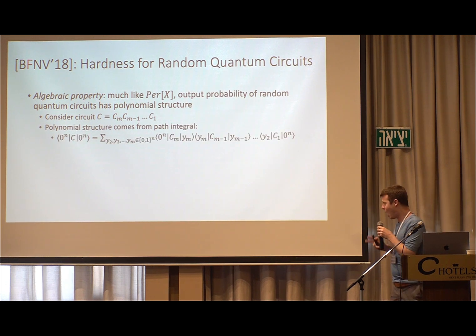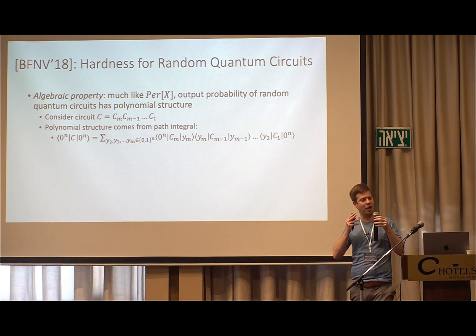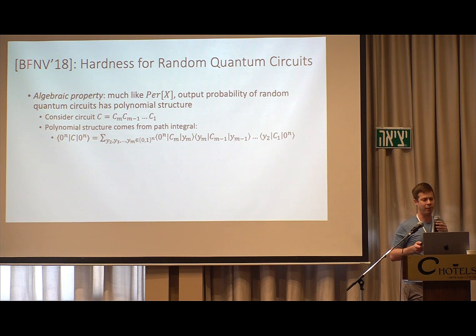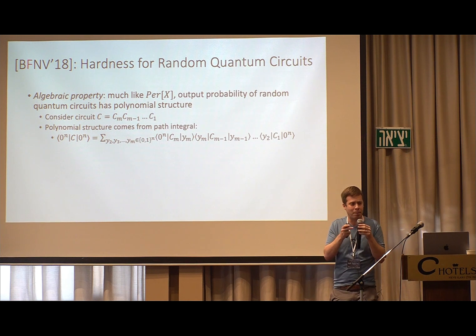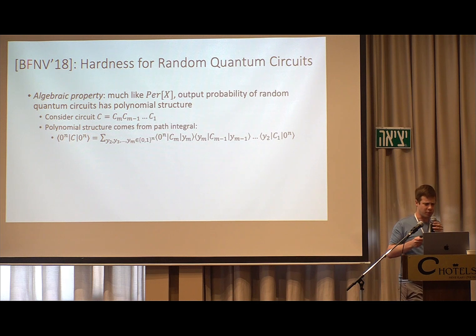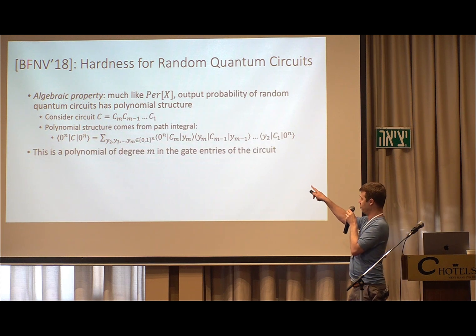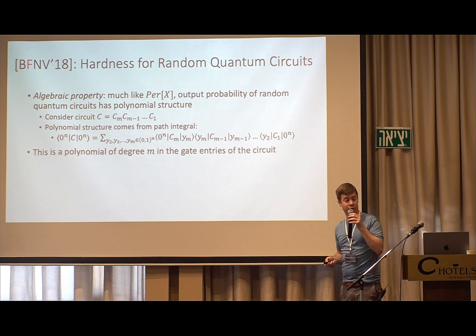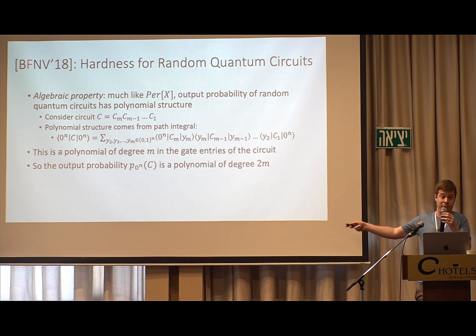Which allows us to write the output amplitude of the circuit as this gigantic sum. It's a sum of an exponential number of paths. But the point is, the value of each path, the value of each term, is manageable. It's just the product of m gate entries. All we're doing here, of course, is resolving the identity. So this is a polynomial of degree m, where m is the size of the circuit, in the gate entries of the circuit. And so the output probability by the Born rule is just a polynomial of degree 2m, or just squaring.